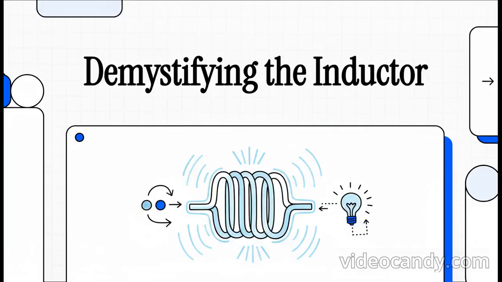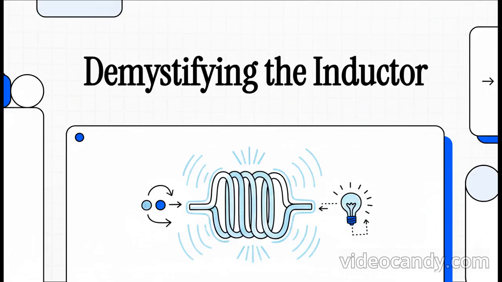All right, today we're going to pull back the curtain on one of the most important components in all of electronics, the inductor. Now, at first glance, it's really just a simple coil of wire. But don't let that fool you. It has this fascinating, almost magical property that makes our entire digital world work.